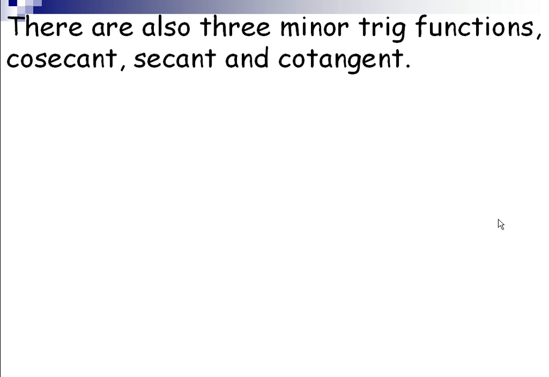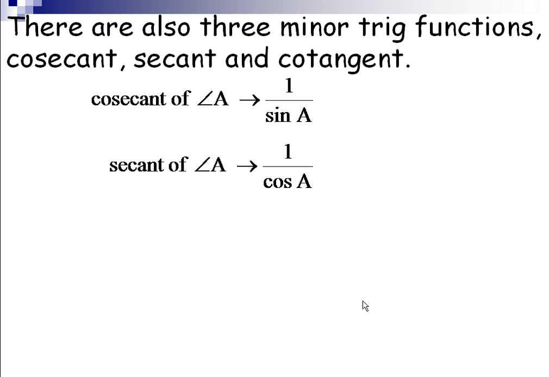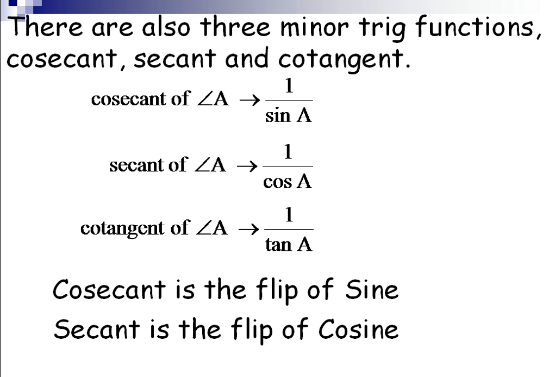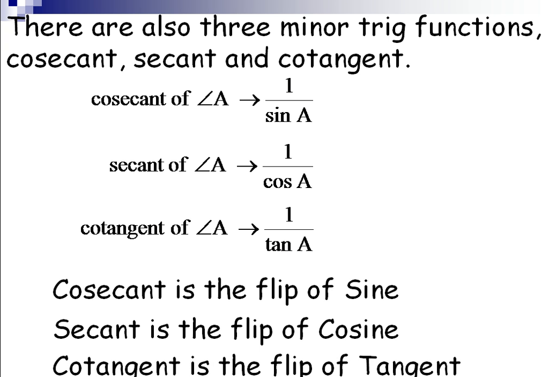There are three minor trig functions called cosecant, secant, and cotangent. Cosecant of angle A is 1 over sine of A. Secant of angle A is 1 over cosine of A. Cotangent of angle A is 1 over tangent A. Cosecant, think of that as the flip of the sine. Secant is the flip of the cosine. Cotangent is the flip of the tangent.